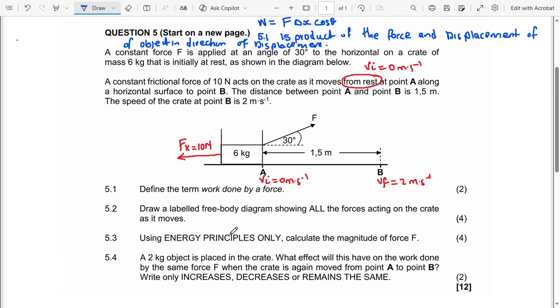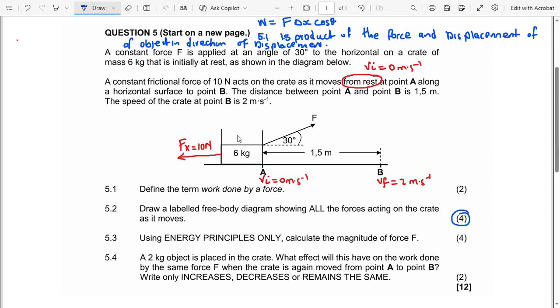So now they say draw a free body diagram showing all the forces that are acting on the crate as it moves, and this is 4 marks. So I'm going to give you an exam tip. Since there are 4 marks awarded for this question, this tells you that you should have 4 forces acting on this object, because they no longer give you marks for the components of the force. So there is no need for you to include the components.